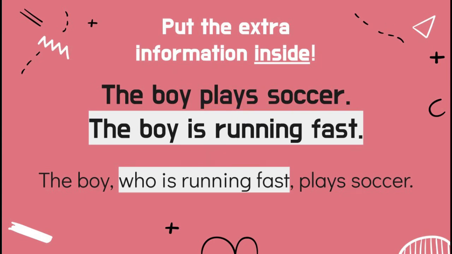So let's look at these two. The boy plays soccer. The boy is running fast. The main sentence is the boy plays soccer. The extra information is that he's running fast. So combining them into one would be the boy who is running fast plays soccer. Now everything is in one sentence and it sounds smoother. Instead of stopping and starting again, we just add detail right into the middle.